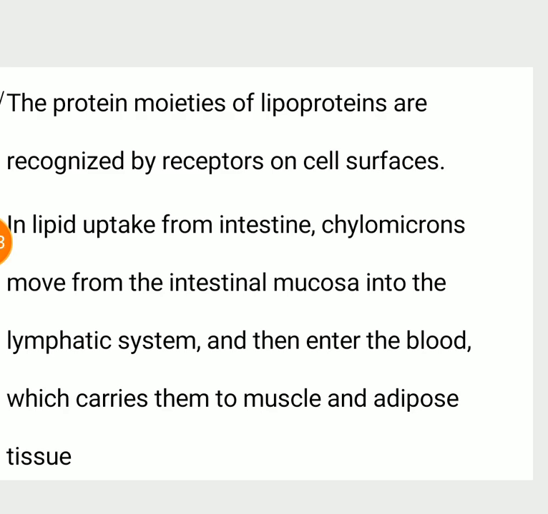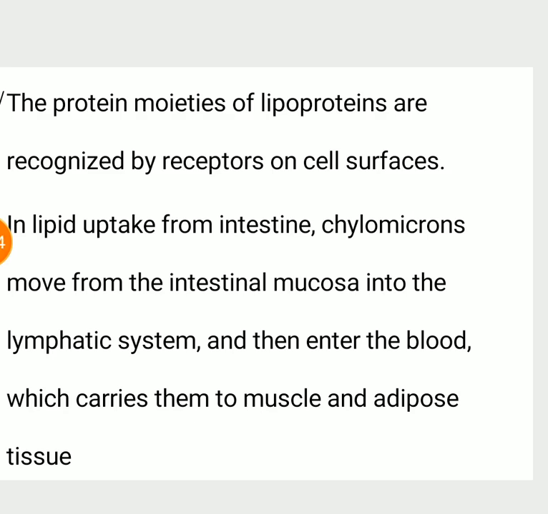Now, upon their transportation, the protein moieties of the lipoproteins are recognized by receptors. Remember, among the functions of apoproteins, we said that they act as recognition sites. Now here they are doing their job, whereby the different cell surfaces that are going to take up those lipoproteins recognize the apoproteins by the receptor surfaces they have. Now, for chylomicrons specifically, they are going to move from the intestinal mucosa and enter into the lymphatic system. From the lymphatic system, they are going to enter into the blood.